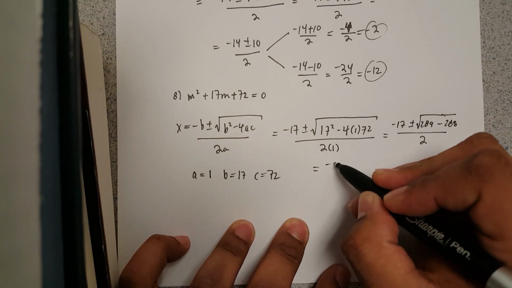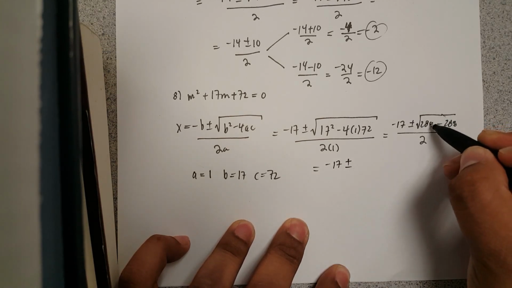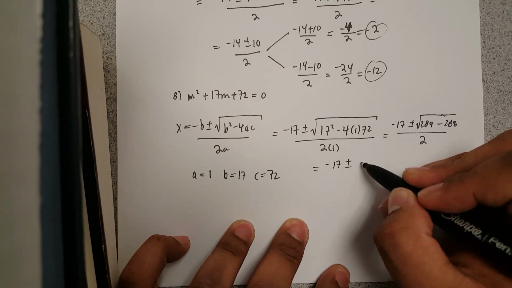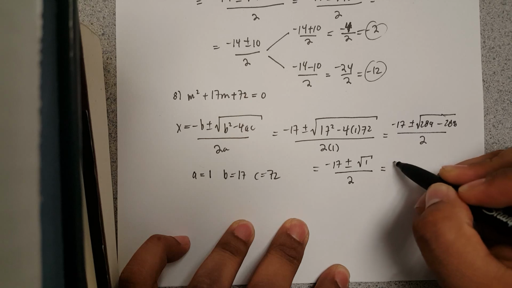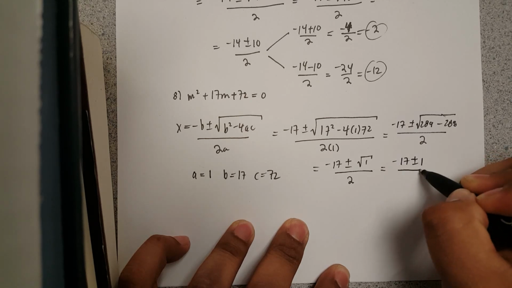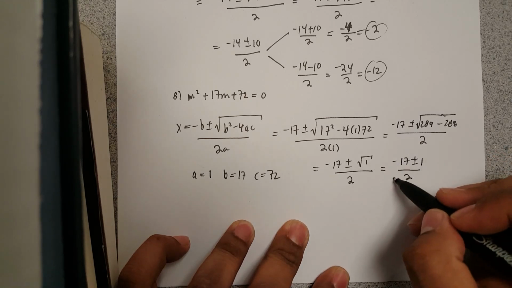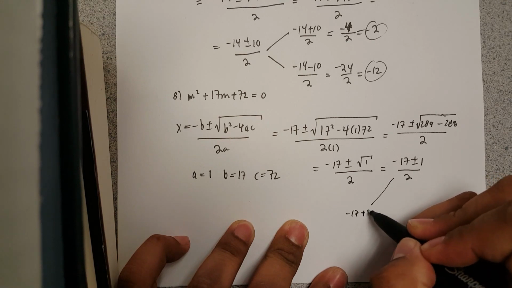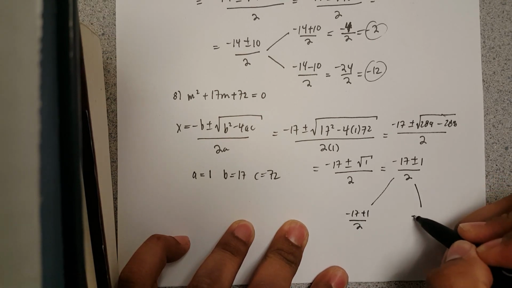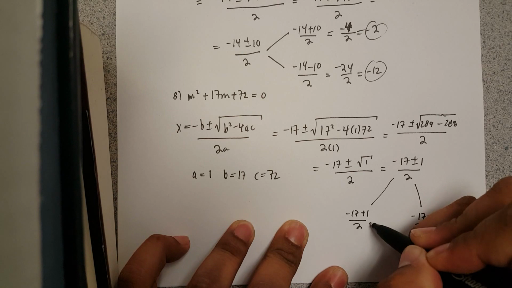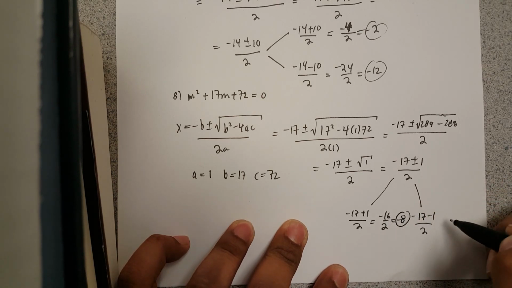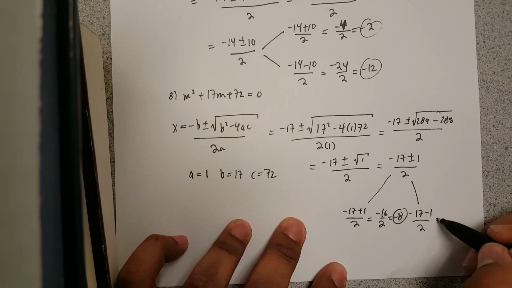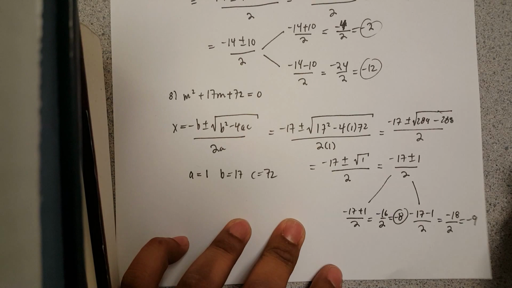So here we're going to simplify, so negative 17 plus or minus, this is going to be the square root of 1 over 2, and the square root of 1 is 1, so negative 17 plus or minus 1 over 2. So here we're going to have 2 answers. We're going to have negative 17 plus 1 over 2, and negative 17 minus 1 over 2. So this is negative 16 divided by 2, which is negative 8, so that's one answer. And here we have negative 18 divided by 2, which is negative 9.